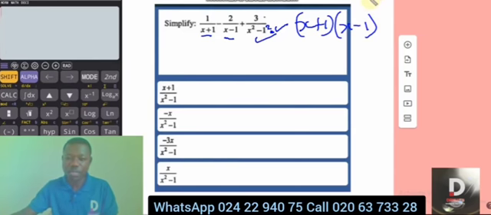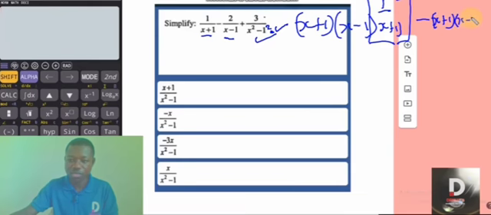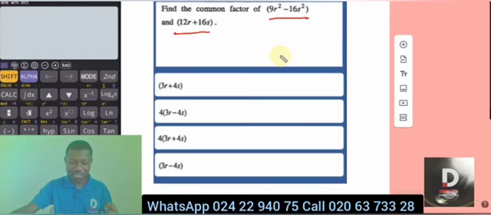So LCM, multiply the LCM by the first term. What is the first term? 1 over x plus 1. Then minus, you multiply the same LCM. So the same LCM, x plus 1, x minus 1. Alright. Find the common factor of this and that. So when you hear factor, factorize. When you factorize, you compare the two. What is common there? Pick it and go.